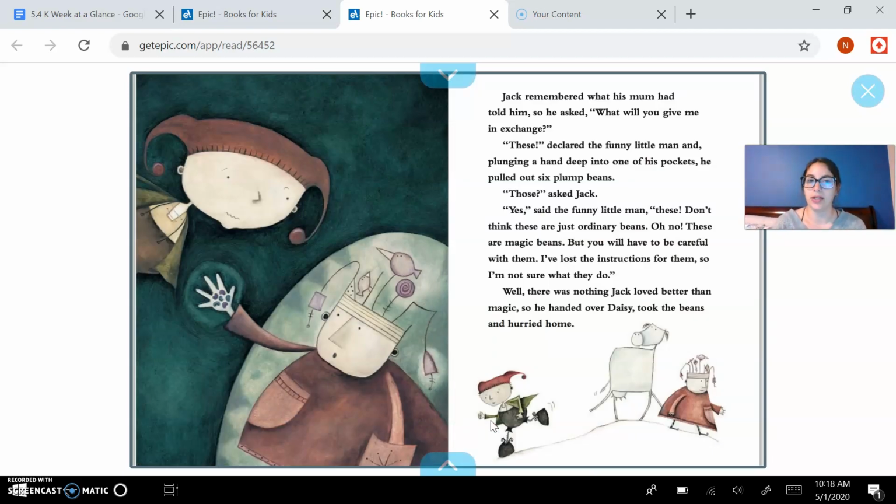Jack remembered what his mom had told him, so he asked, "What will you give me in exchange?" "These," declared the funny little man, and plunging a hand deep into one of his pockets, he pulled out 6 plump beans.